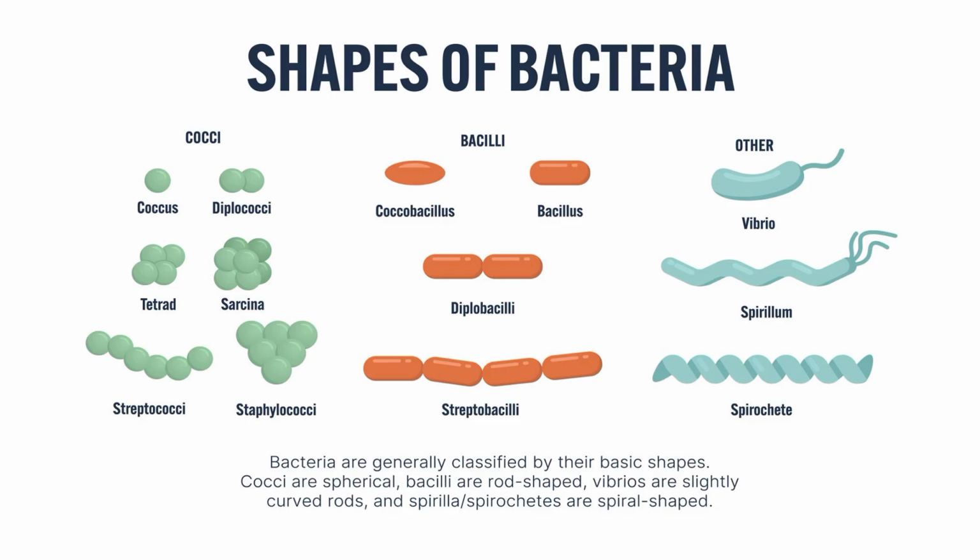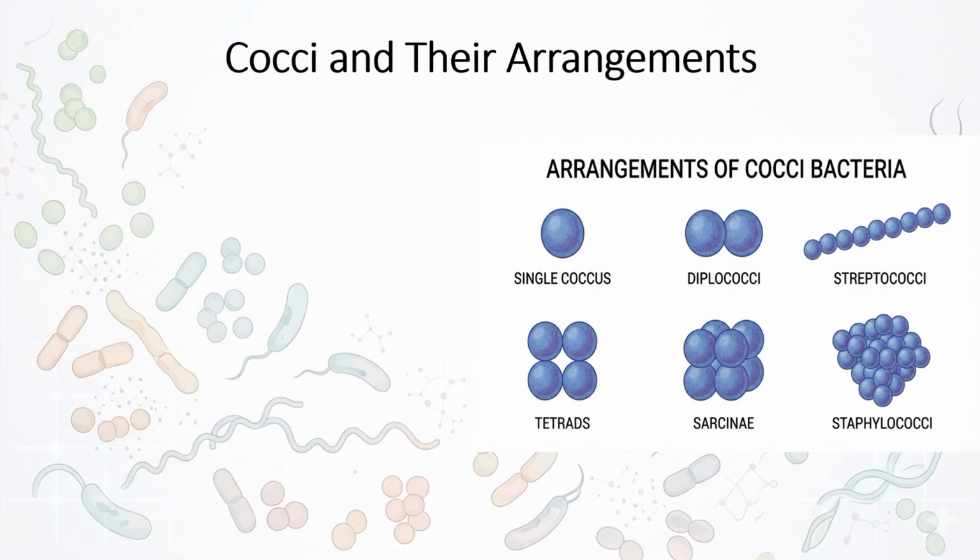Bacteria are generally classified by their basic shapes. See, it's very simple. You can see round shape, that is why it is known as cocci. Rod shape, that is why it is known as bacilli. Comma shaped, they are known as vibrio. And the others, helical and curved in shape, we will explain further. Okay. So now let's concentrate on the cocci and their arrangements.